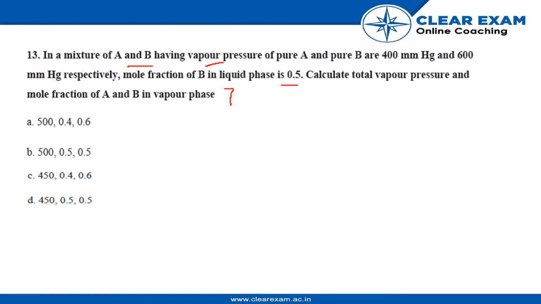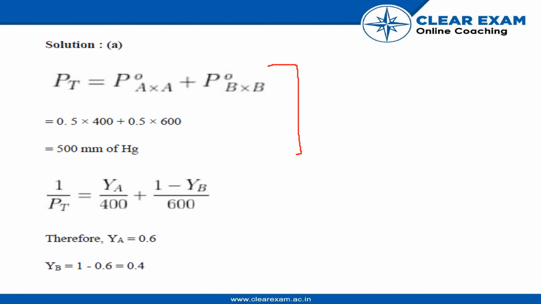So in this question we basically have all the values and we have to put them in the formula itself, and we will have our answers. So for the liquid phase, we calculate the total pressure. That is, we multiply the individual vapor pressure by the mole fraction and add them. So it is 0.5 into 400 plus 0.5 into 600. So it comes out to be 500 mm of mercury.